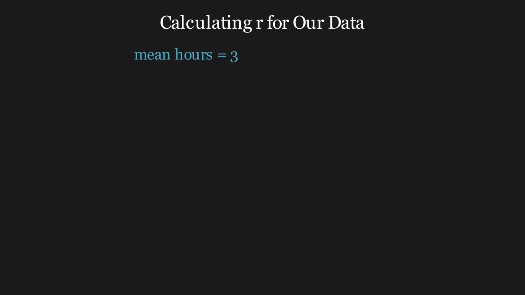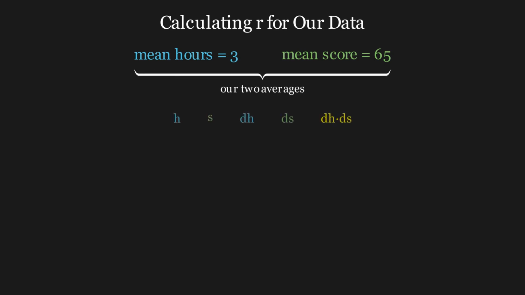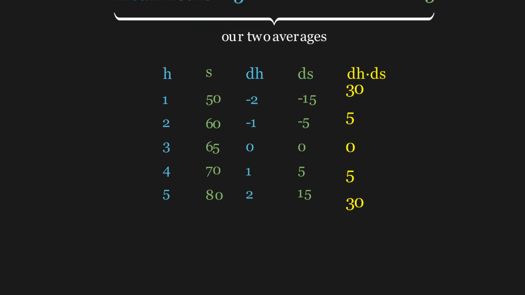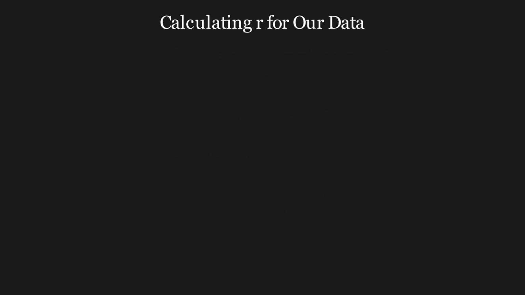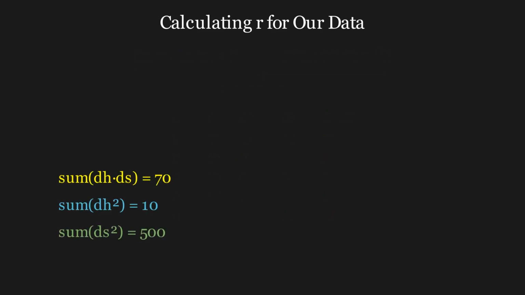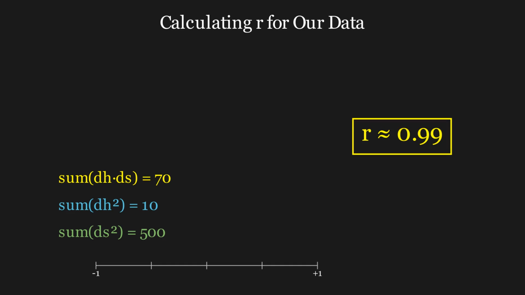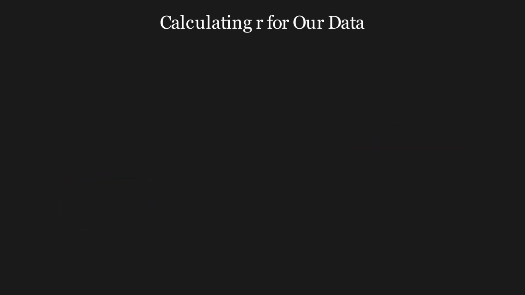Let's actually calculate it for our study hours data, because seeing the arithmetic makes it click. First, we find the average hours studied, which is 3, and the average score, which is 65. Then for each student, we look at how far their hours are from the average, and how far their score is from the average, multiply those two differences together, and add everything up. Doing that here gives us a total of 70. We also square and add up the hours differences, getting 10, and square and add up the score differences, getting 500. Correlation is that 70 divided by the square root of 10 times 500.